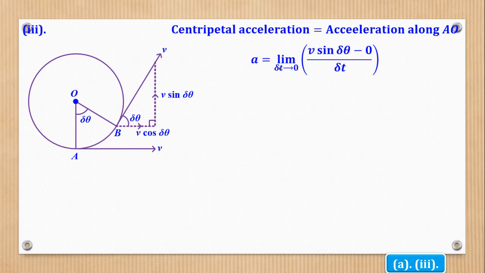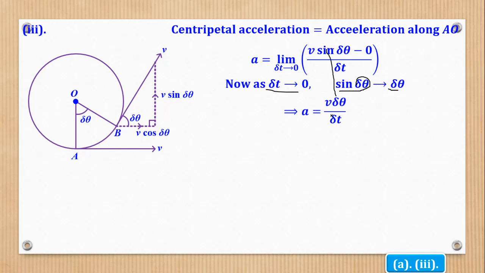And acceleration is the limit as t tends to 0 of change in velocity over change in time. So change in velocity here, for vertical there is this, and here it's entirely horizontal, meaning vertical component is 0. That's why you see 0 here. So as t tends to 0, this sine of small angle tends to a small angle. Therefore, we'll come up with this, where the sine of small change in theta will give small change in theta.